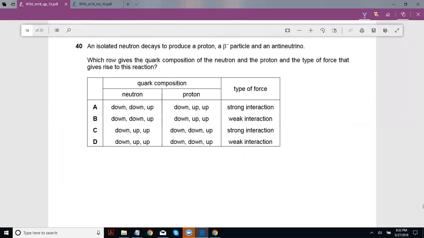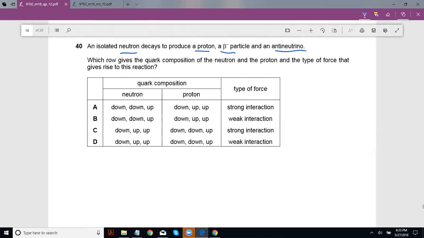Anyhow, an isolated neutron decays to produce a proton, a beta particle, and an antineutrino. Quite literally what we were just saying, how a neutron decays to form a proton and a beta particle. Which row gives the quark composition of the neutron and the proton and the type of force that gives rise to this reaction?